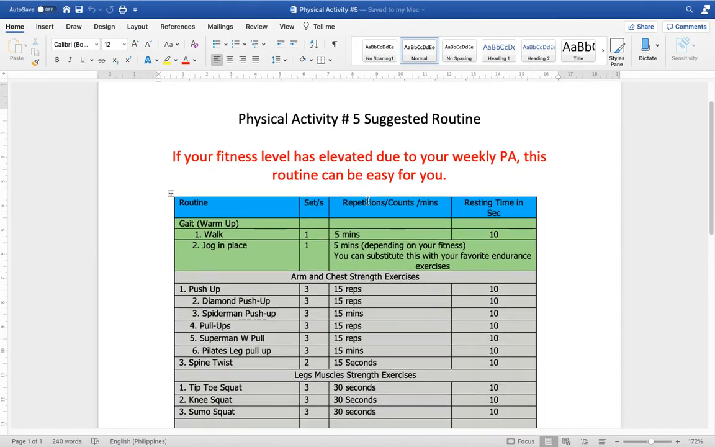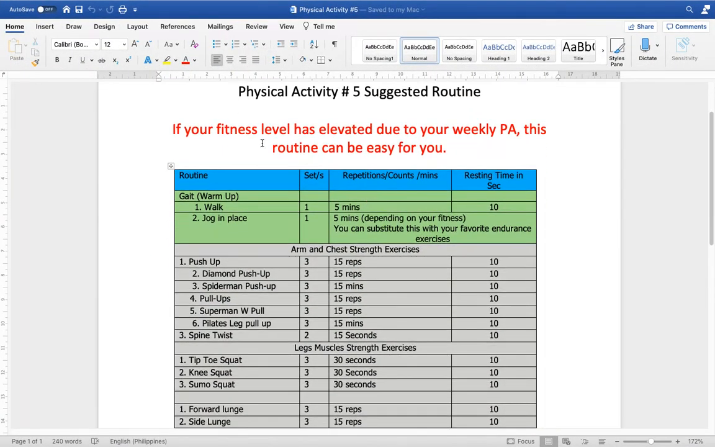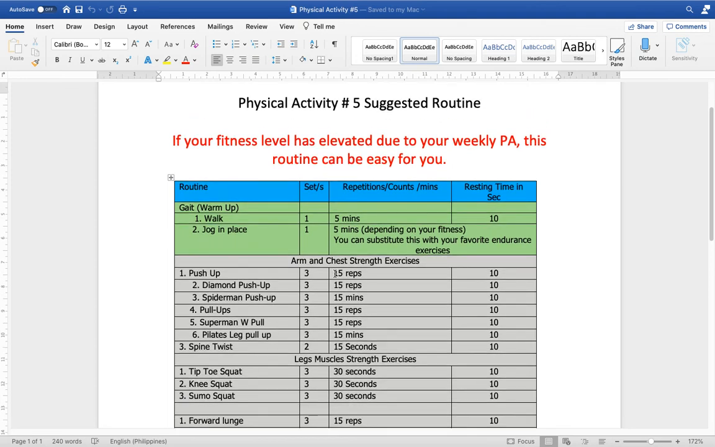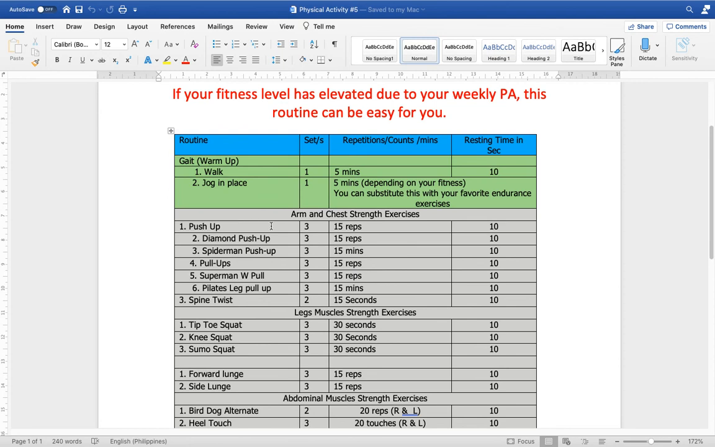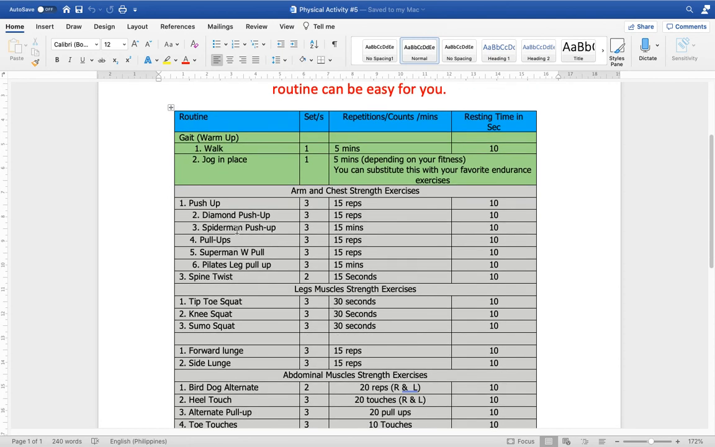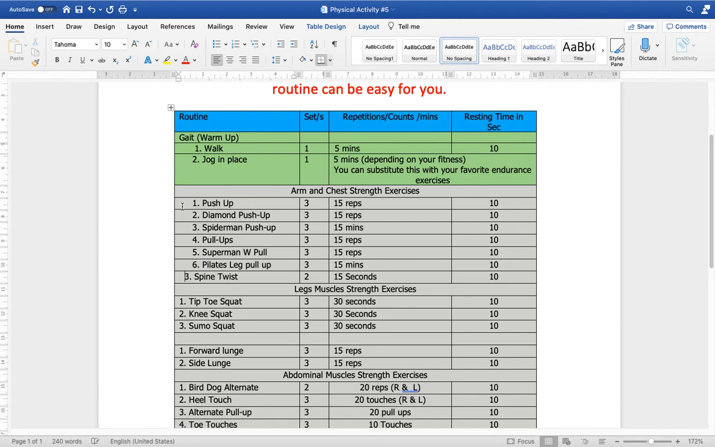If your fitness level has elevated due to your weekly PA, this routine can be easy for you. So, as I told you before, your body will adapt. So, if you are really seriously doing the physical activity that I said to you, this can be easy for you. Okay? So these are just suggestions, no? These are just suggestions. If you had a hard time doing this, you listen also to your body. Okay? So, ano yan siya? Kailangan mo din siya pag-isipan, no? Kung kaya mo talaga siya.